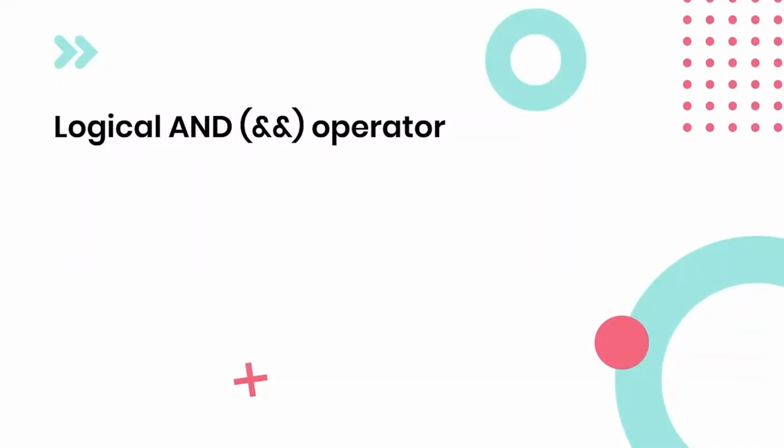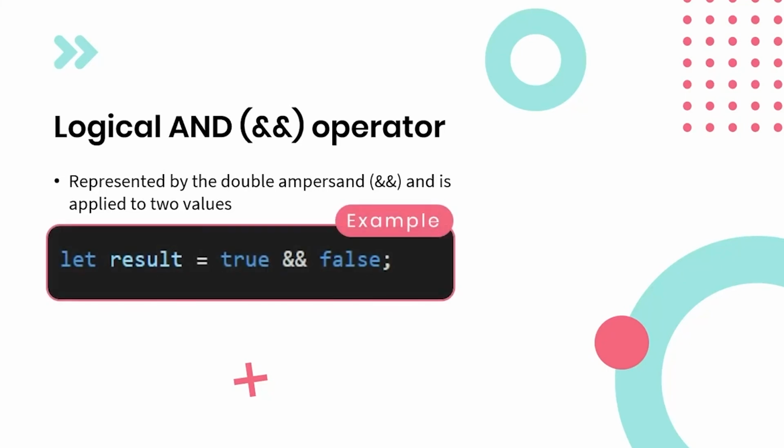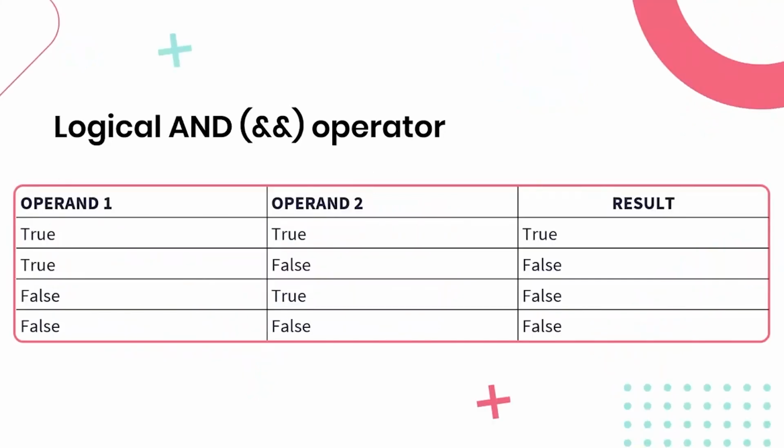The logical AND operator is represented by the double ampersand and is applied to 2 values. Here's an example. The logical AND operator can be understood at 3 different levels. At the simplest level, when used with Boolean operands, it performs the Boolean AND operation on the 2 values. It returns true if and only if both its first operand and its second operand are true. If one or both operands are false, it returns false. Logical AND behaves as described in this truth table, which you will find in your summary notes for this lesson.